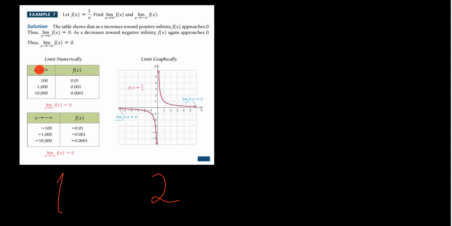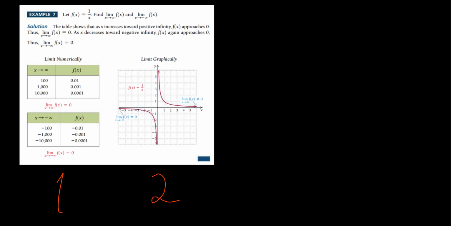If we plug in 1,000, 1 over 1,000, which is 1/1000th, and of course you could tell that we're also getting closer to 0. And the same on the negative infinity side. So if you have the graphing available to you, do it. If not, then you're going to have to do it algebraically.